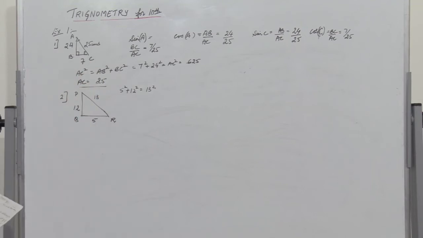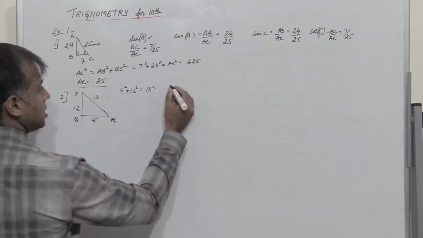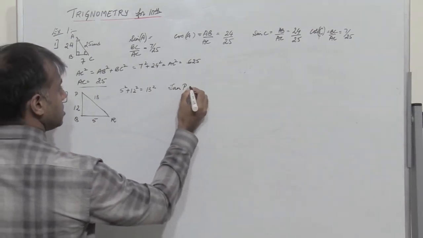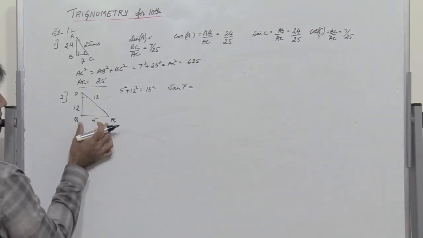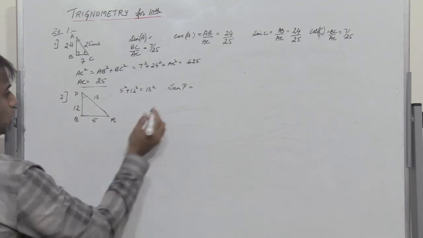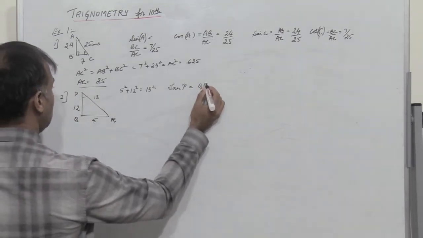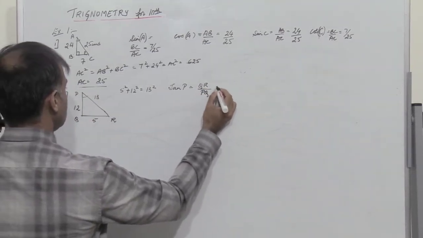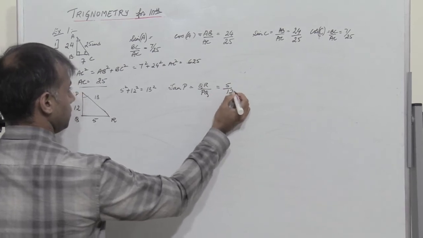Okay, so now we need to find tan P and cot R. So what is tan P? Tan P is the opposite side of P, which is 5, divided by the adjacent side, which is 12. So it is QR divided by PQ, which is 5 by 12.